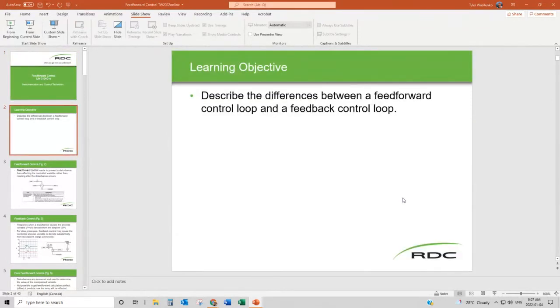Okay, so our objectives here are to describe the differences between a feedforward control loop and a feedback control loop. And hopefully we remember that a feedback control loop responds to a difference between the process variable and our set point. When we get an error, that error is fed back into the system, and then we can apply an opposite value to try to bring it back in line. Feedforward is different in that it takes a measurement of the variables of a process and will compare them before the process variable is affected. And we'll look at how that works out.